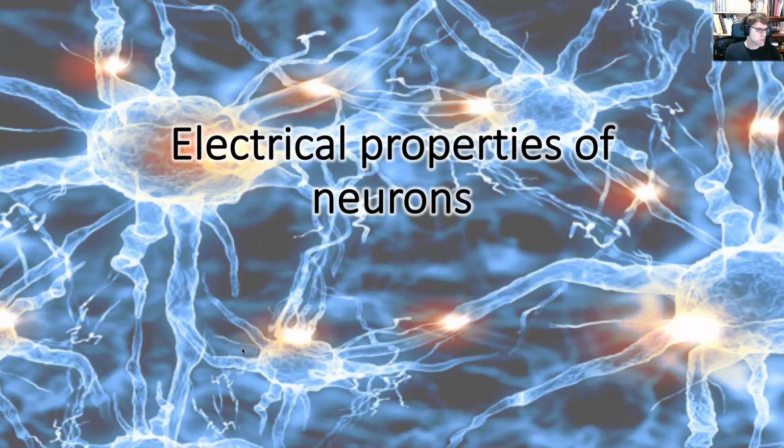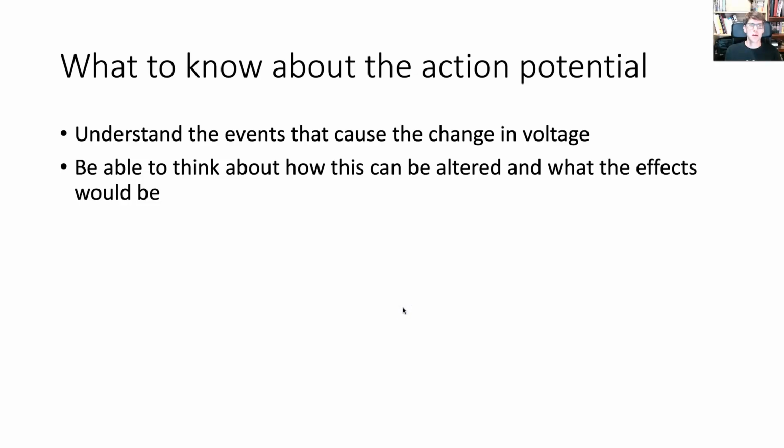All right, let's dive back into electrical properties of neurons, or the action potential, and finish up a little bit of what we didn't get to cover last class. So I thought it would maybe be a good idea to take just a few seconds here, take a step back and think about what you should actually know.